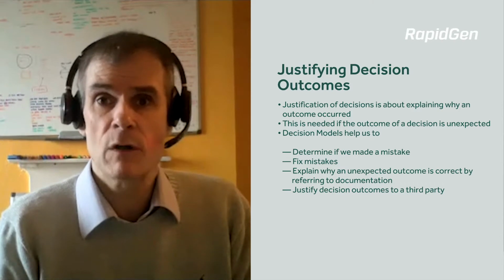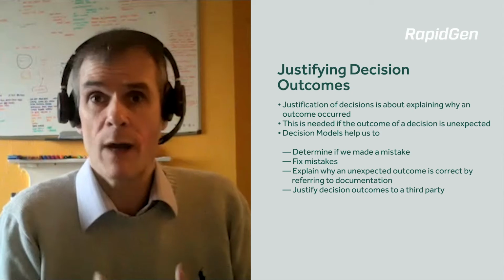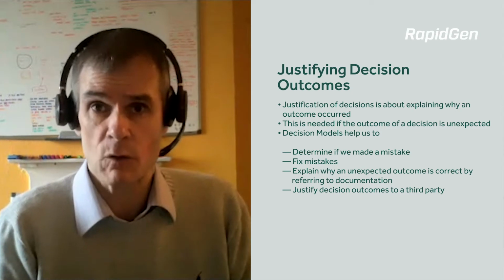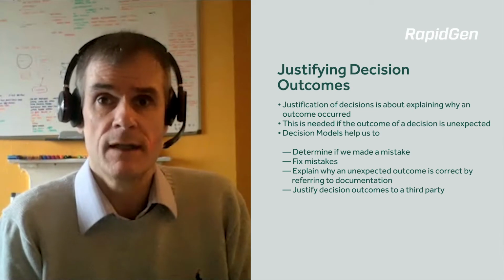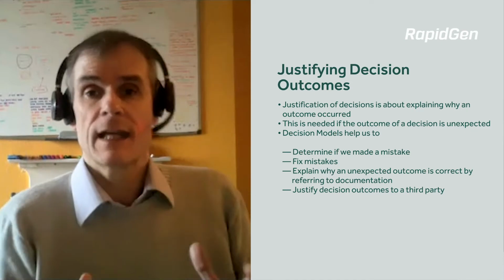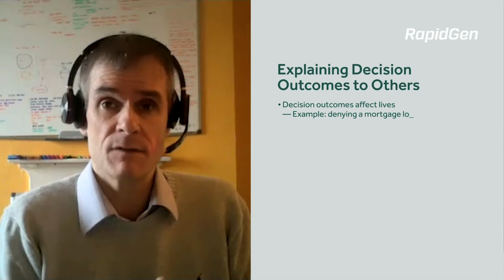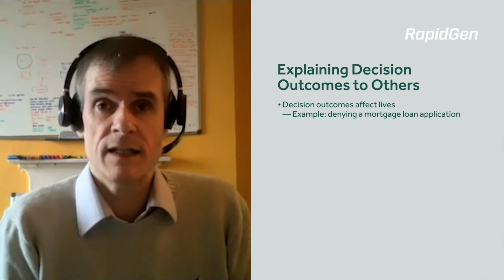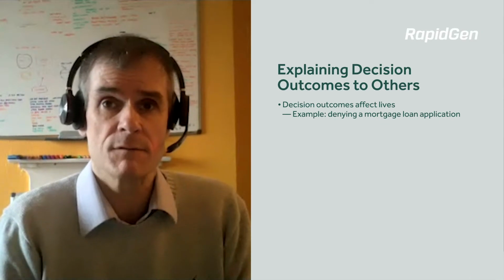This is because decision models are connected to business policy documents, be they internal policy mandates or externally defined regulations or laws. So they can explain themselves by referring to this documentation. Lastly, decision models can be used to justify your company's behavior to a third party. Okay, why then is it essential to explain your decisions to a third party? Well, companies make decisions that affect people's lives, often very seriously. For example, deciding if someone's eligible for a mortgage loan or not. That's a very big deal. It could have a big impact on someone's life.